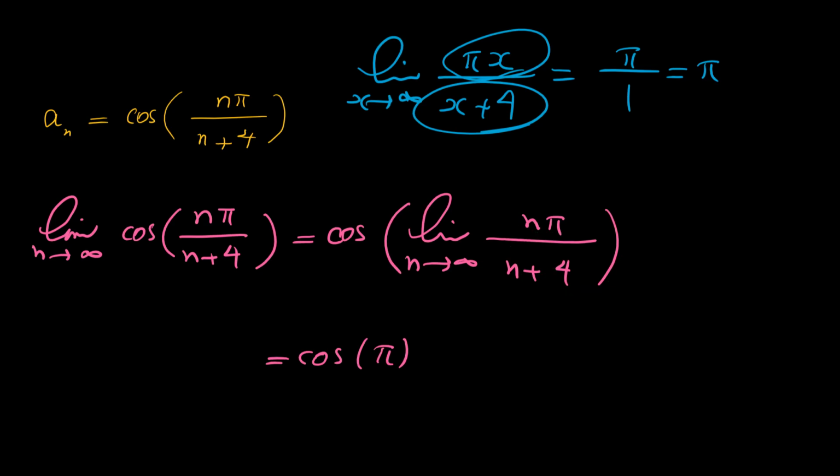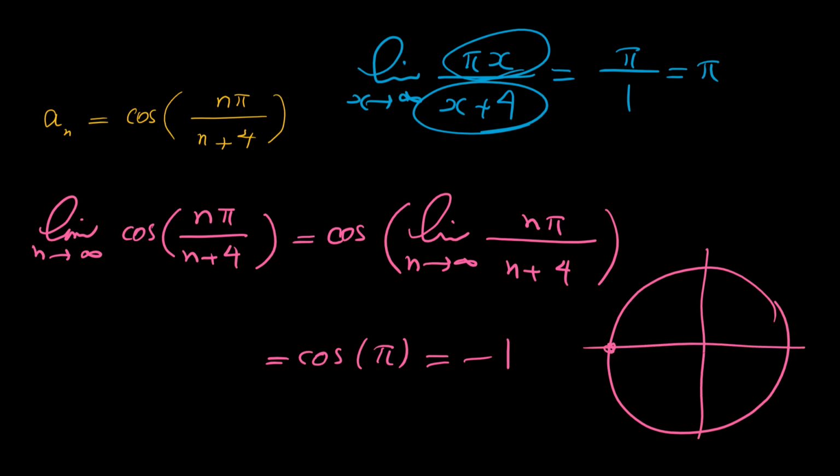Cosine of pi is, what is cosine of pi? -1. Because remember the unit circle, pi is here, and the cosine at pi is -1. Because cosine is the x-axis. What is the x value at this point? -1. What is sine of pi? 0, because the y value of this point is 0, but the cosine is -1.